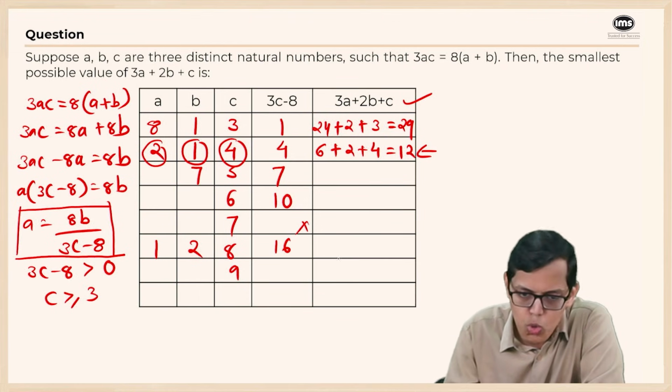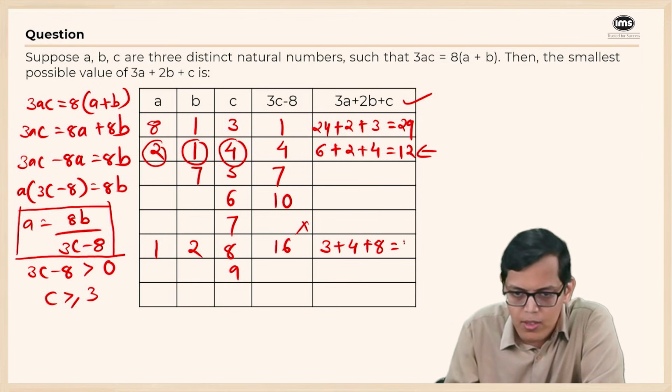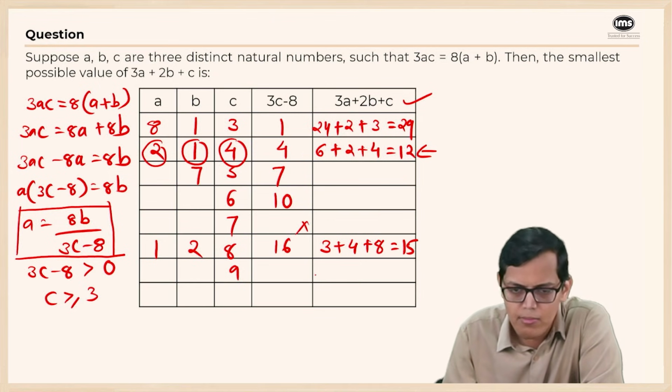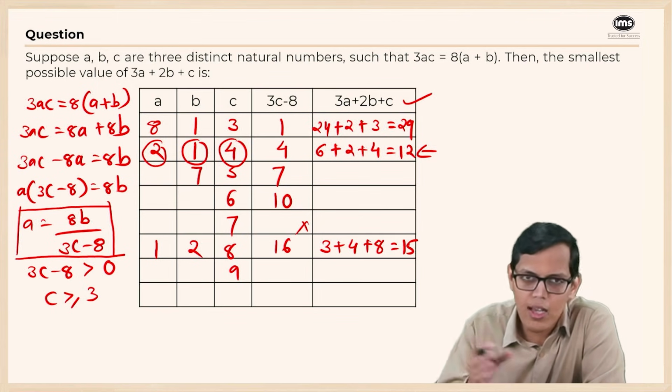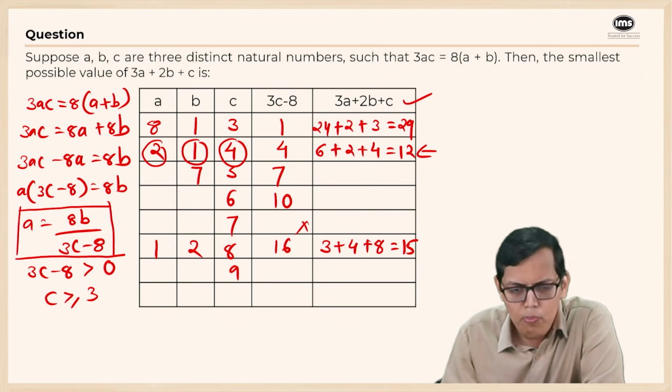Let me check 3A plus 2B plus C in this case. That looks like 3 plus 4 plus 8. That is 15. Not bad, but still not the smallest one. The remaining values of C, that is after 8, cannot produce something that is as small as 12, something that we found in the second row. So the minimum possible value for 3A plus 2B plus C is going to be 12.